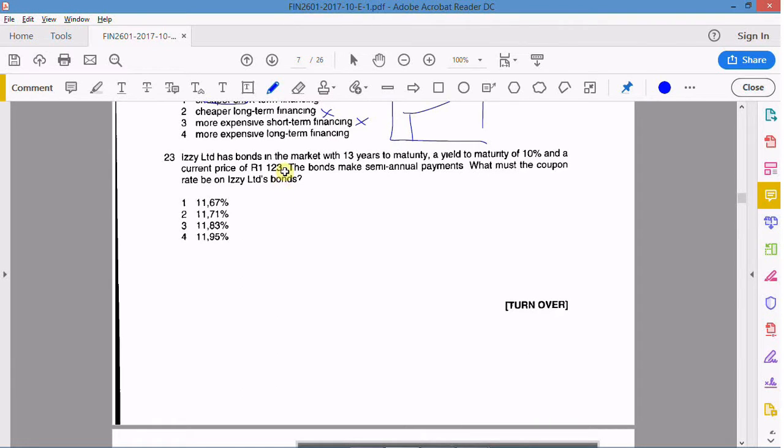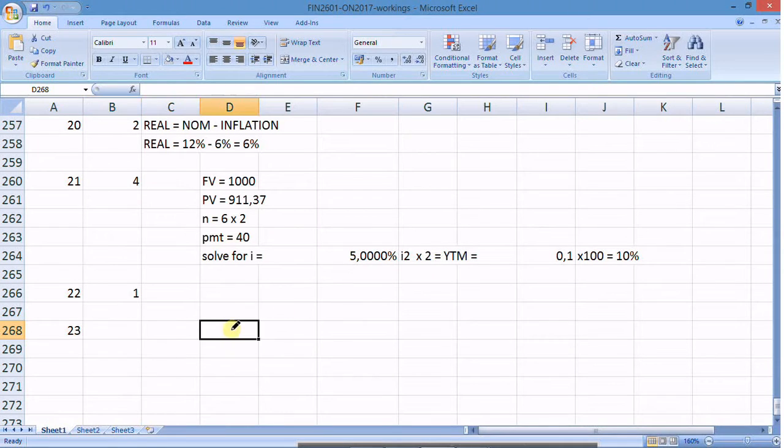Right. Izzy has bonds in the market, 13 years to maturity, that's N. A yield to maturity of 10%, that's I. Current price, PV. The bonds make annual payments. Okay, so annual payments every half year. What must the coupon rate be? They're solving for PMT.